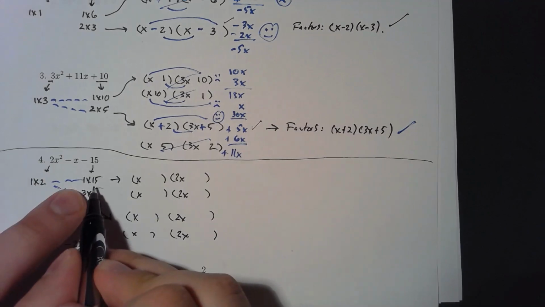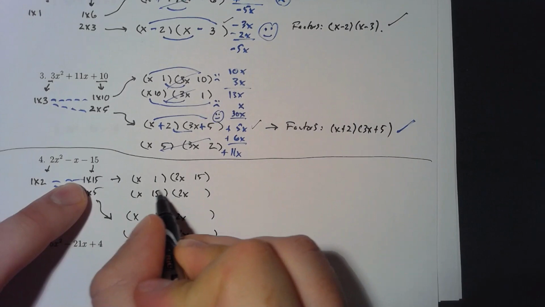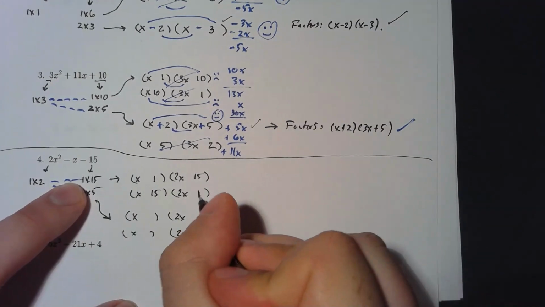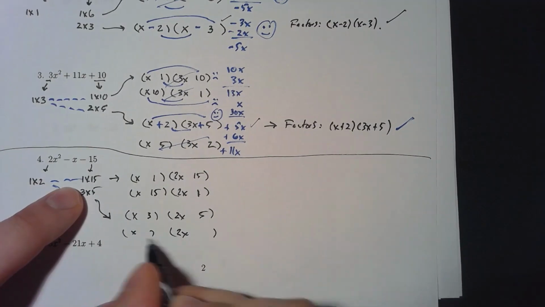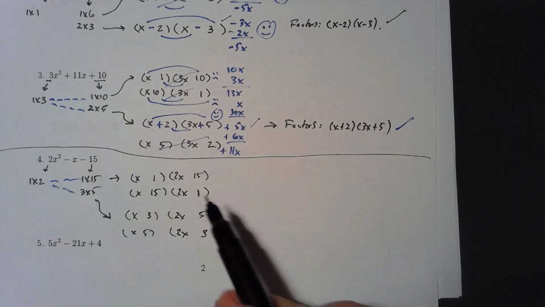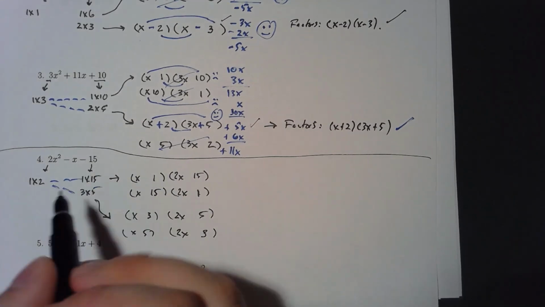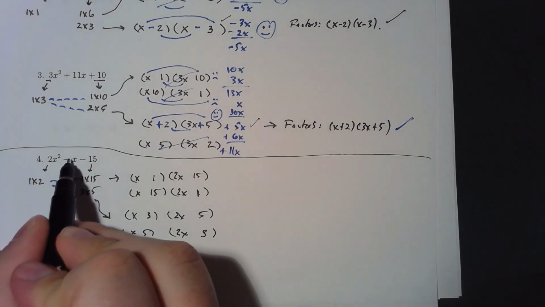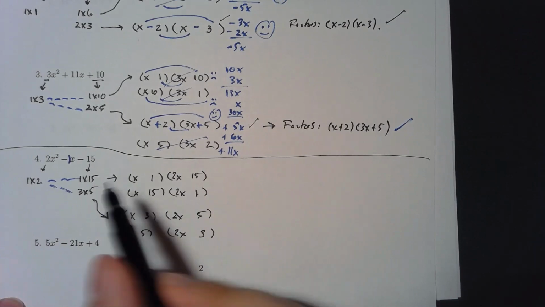Now, the first pair, so I have 1 and 15, or I have 15 and 1. And then the next pair, I have 3 and 5, or 5 and 3. So now I just got to check which outside-inside combination gives me... So what's the B value here? It's -1, right? So once I figure that out, I'll have my factors.